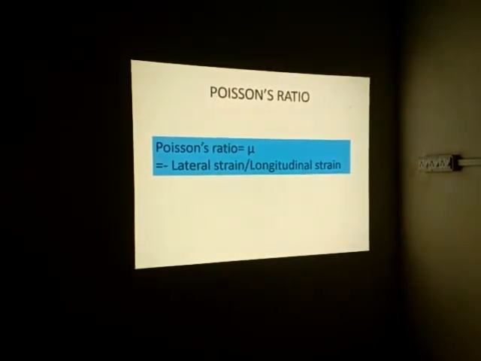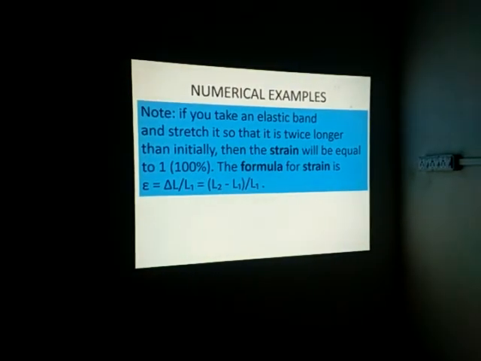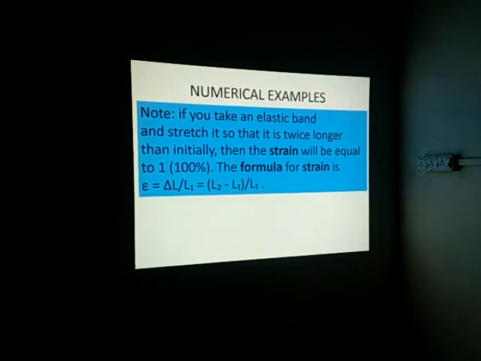Now the next important term is Poisson's ratio. Basically Poisson's ratio is defined as the negative ratio of lateral strain divided by longitudinal strain. And longitudinal strain is basically the linear strain. So the ratio of lateral strain by linear strain is known as Poisson's ratio. With this basic information and definitions of various terms related with the strain, we can now solve some numerical problems.